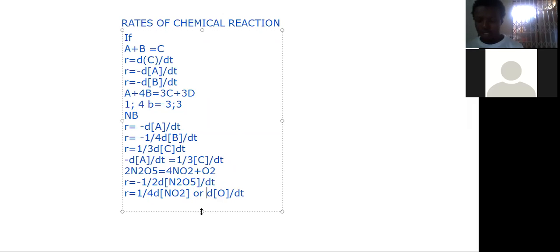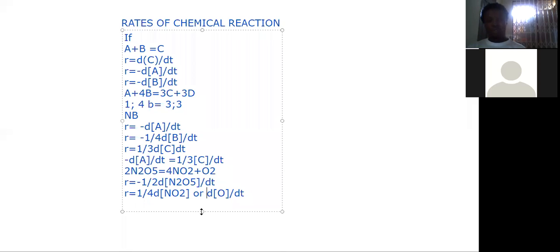Now let us also consider the reaction 3A plus half B maps to 2C. If the rate of disappearance of B is 1.5 times 10 raised to the power minus 2 mole per dm^3 per second, determine.